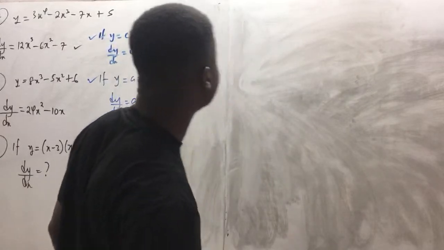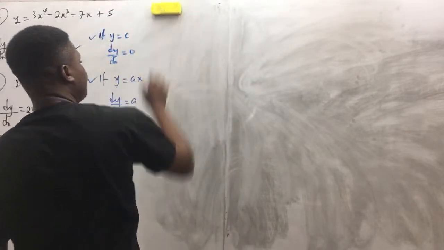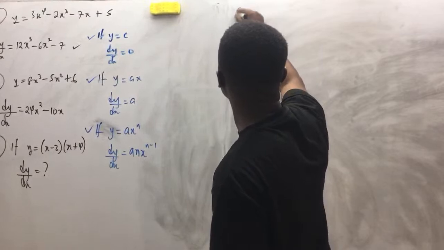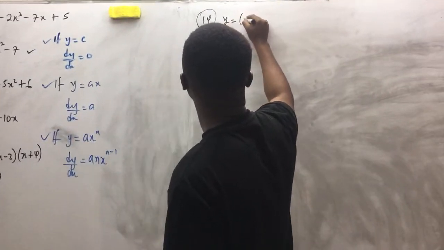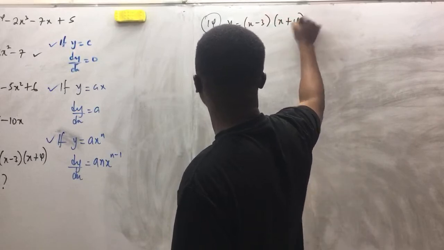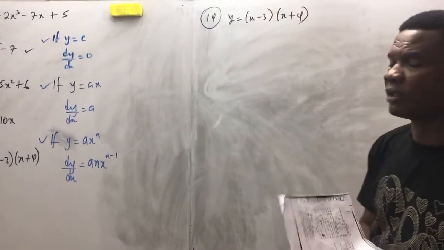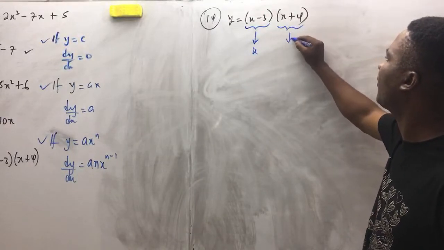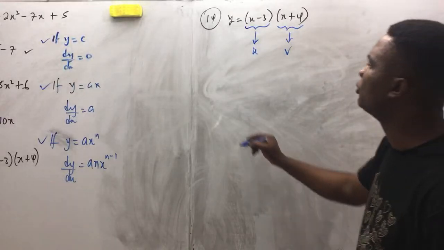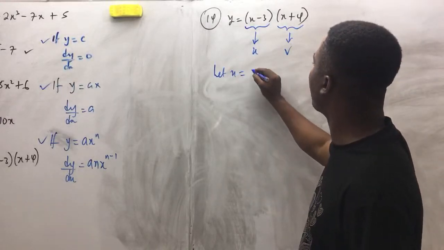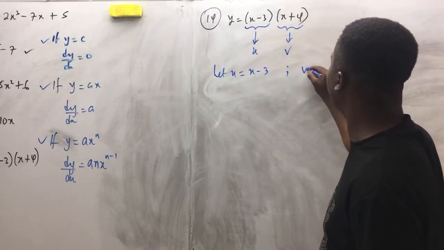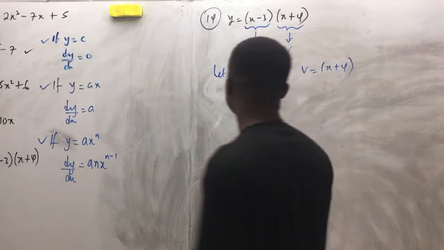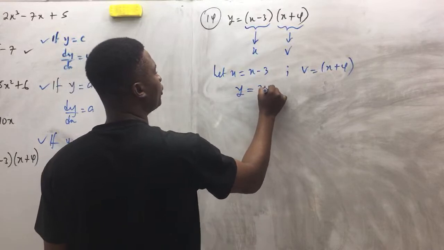So for problem 14, we are given this. I'm going to bring it over here. y equals x minus 3 and x plus 4, a product of two functions. So, looking at it critically, I could call this function u and I could call this function v. So all I have to do is to say let u be equal to x minus 3 and let v be equal to x plus 4. Please take note, if that is possible, it reduces the problem to u times v.